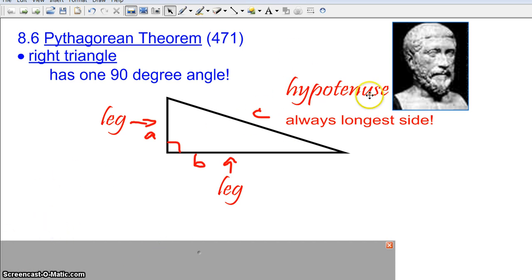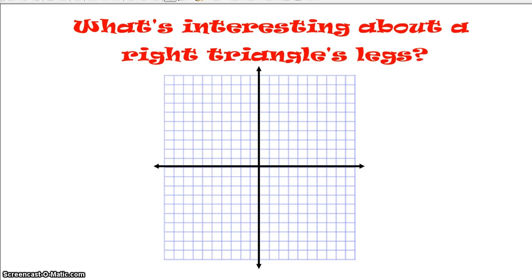The hypotenuse, because that is not called the leg, that is the hypotenuse. It's the key term here. So what is so interesting about a right triangle's legs? I have a little coordinate plane here so we can see what Pythagoras discovered. We have X and Y.